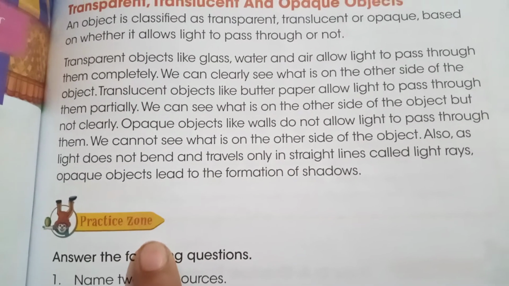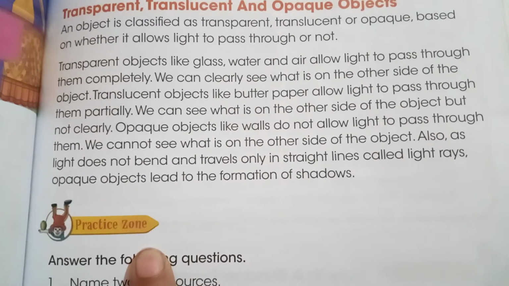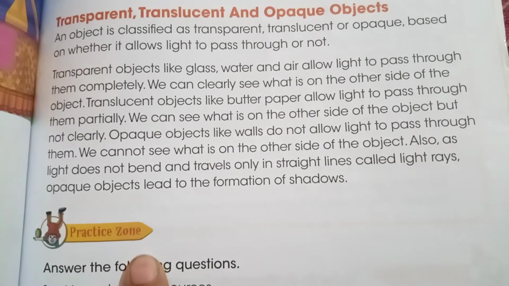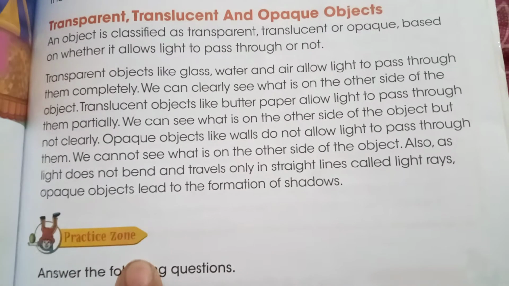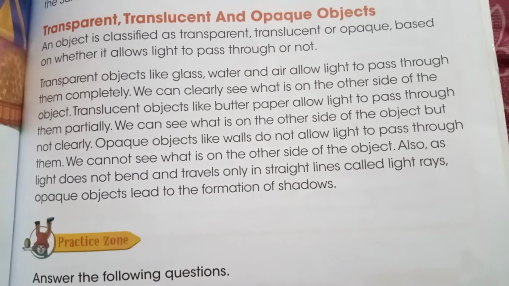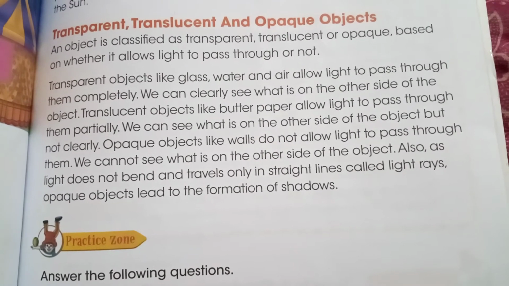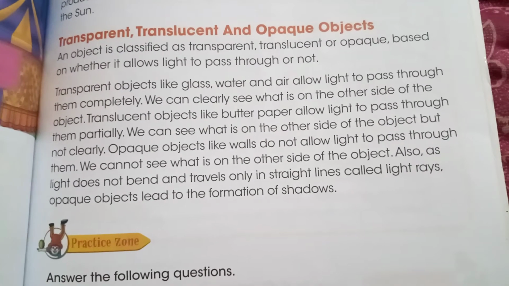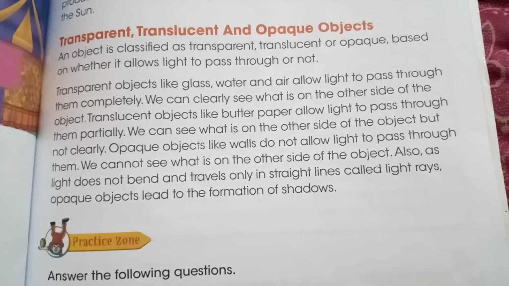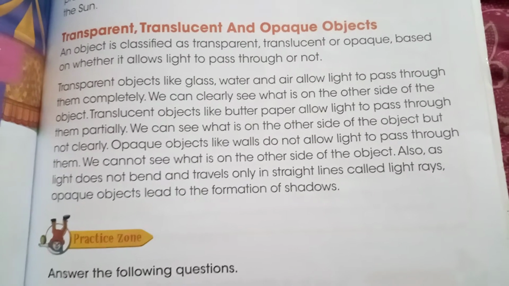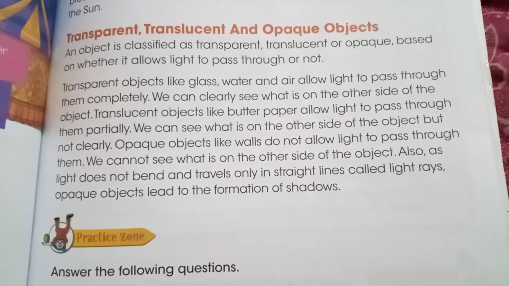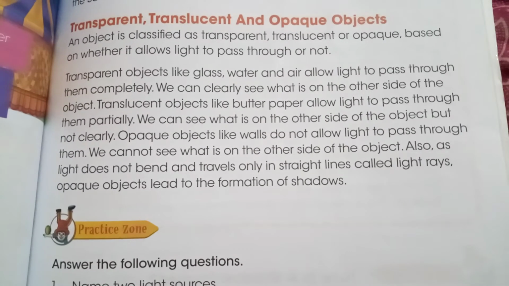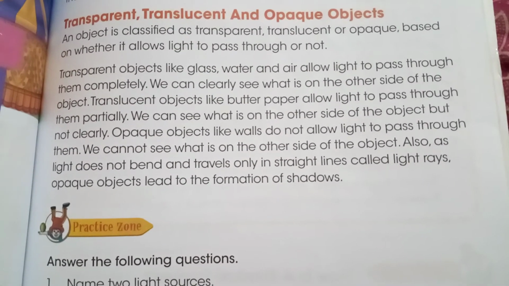The third category of objects is opaque objects, like a wall. You can't see what is on the other side of the wall because light doesn't pass through opaque objects. In the same way, a mirror. You can see your face in the mirror, but you can't see what is on the other side. What is on the other side of the mirror, you don't know. So, for walls and mirrors, light doesn't pass through them. We can't see what is on the other side of the object.